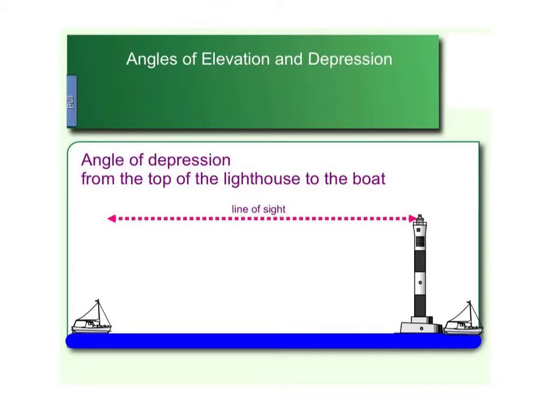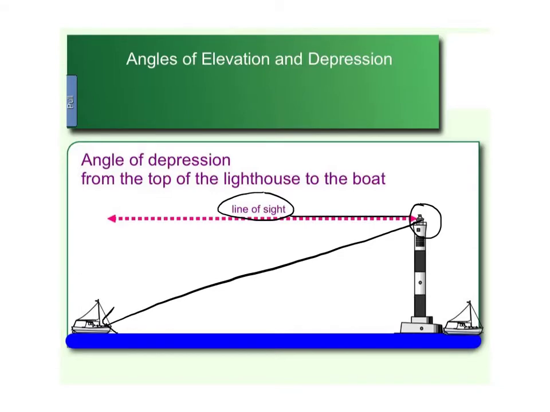How about an angle of depression? Now, you still have this horizontal line of sight. So let's say you're the person that's in the lighthouse and you're looking down at the boat. From this horizontal line of sight down to the boat, you created now what's called an angle of depression.